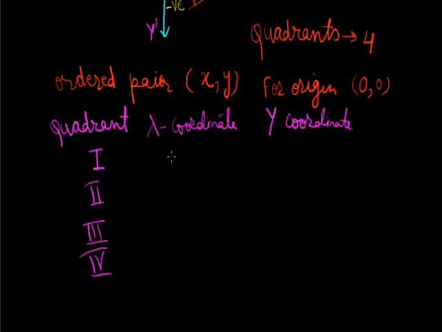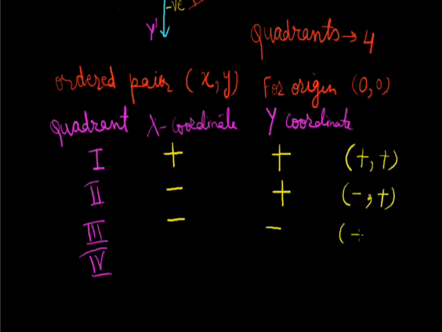In the first quadrant, both the coordinates are positive. That means the ordered pair will be of the positive, positive type. In the second quadrant, x is negative, y is positive, so we have this type of pair. If both are negative, it is the third quadrant. And in the fourth, x is positive and y is negative. These are the ordered pairs.